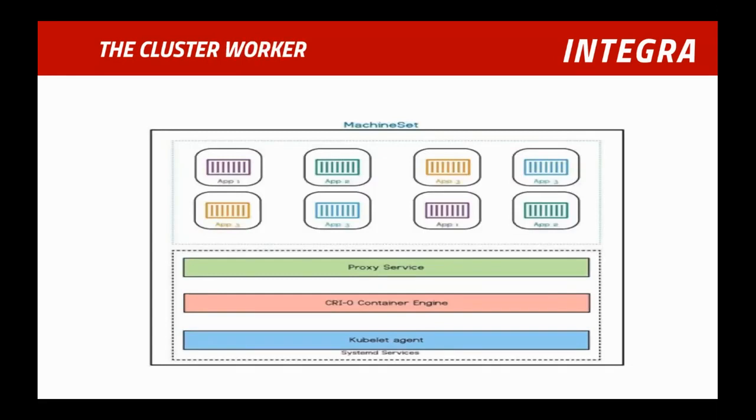And now let's take a look at the worker node. Worker nodes look similar to the master nodes. We have the two systemd services running, the CRI-O engine and the kubelet agent, plus we have a proxy service. This proxy service ensures that communication between other nodes running the same pods on a different machine is possible. On top of that, everything would be the user applications that are running in containers.